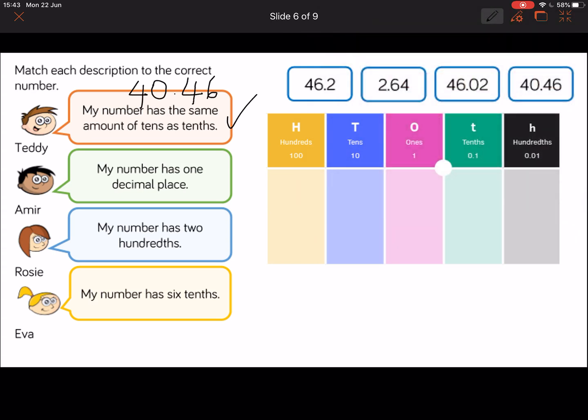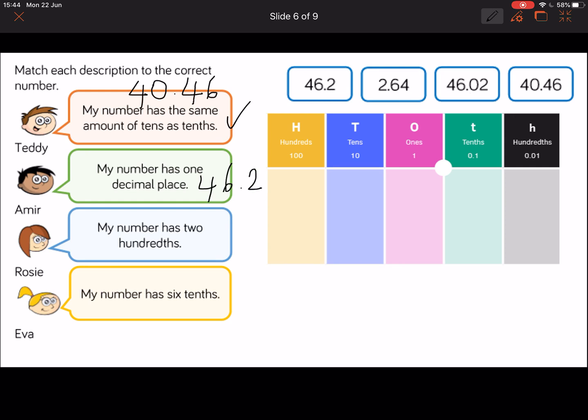Next, my number has 1 decimal place. Okay, well that just means that there's 1 number after the decimal place. Well, here there's 1, here there's 2, here there's 2, here there's 2. So it can only be this one, 46.2. So well done if you've got that.